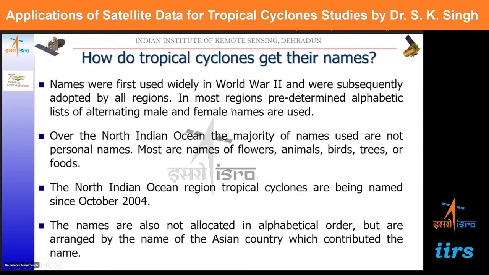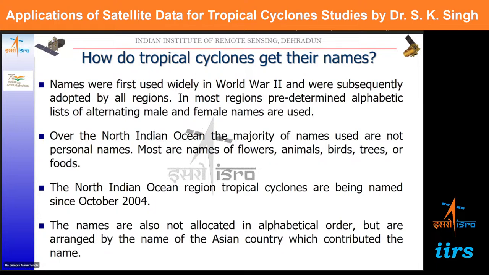So how do tropical cyclones get their names? If any cyclone forms in any region, it gets a name. Where did this naming start? It started after World War II, and subsequently it was adopted by all the regions.